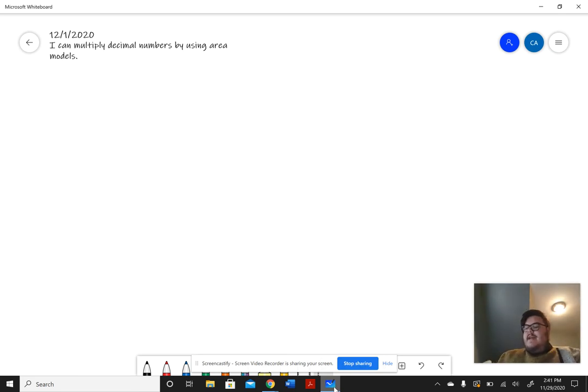Yesterday, we had a good kickoff to our math week talking about rounding and estimation, and today we are going to move on to multiplying some decimal numbers. How's that sound? I think it sounds great.